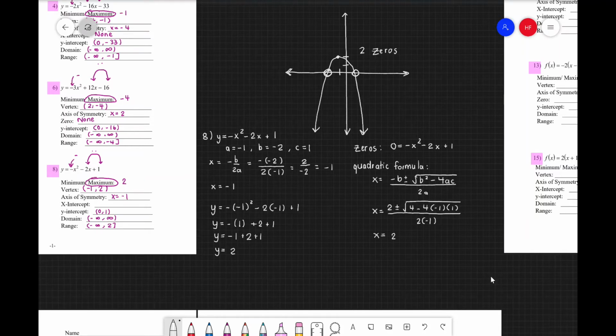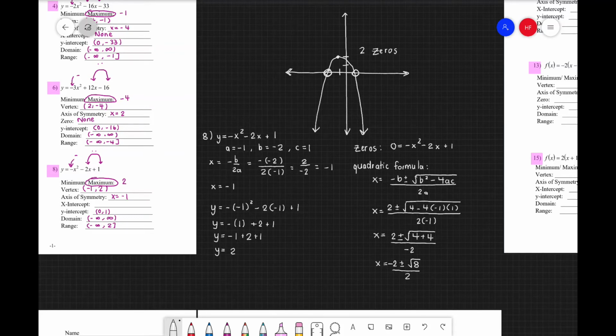So we have 2 plus or minus the square root of 4 minus 4 times negative 1 times 1, which is 4 plus 4, over negative 2. 4 plus 4 gives me a square root of 8. So we're going to move that negative to the top: negative 2 plus or minus square root of 8 over 2.